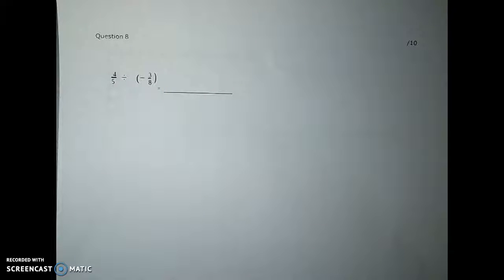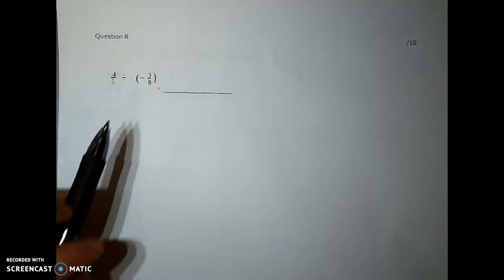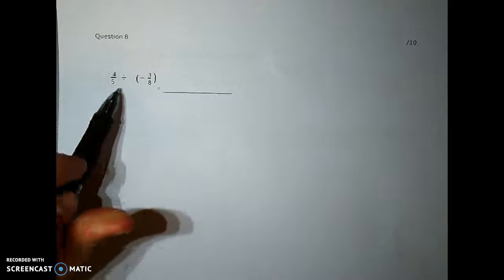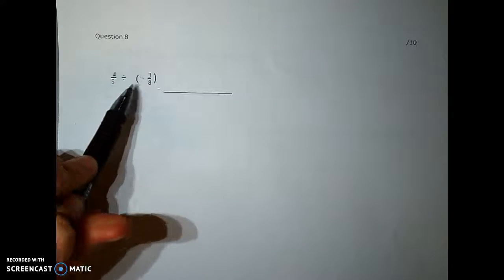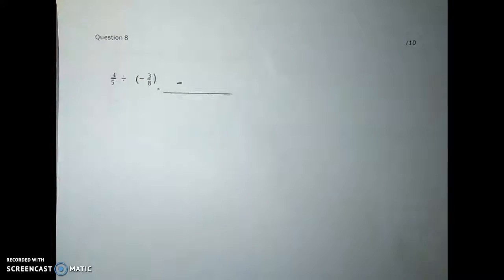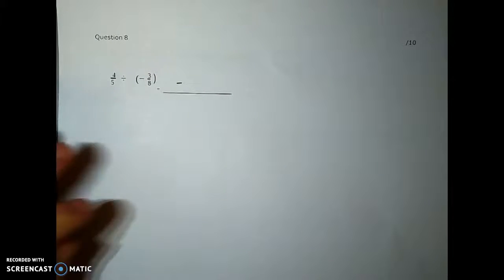So my next example is 4/5 divided by -3/8. First thing I want to think about is if my answer is going to be positive or negative. Because I'm taking a positive divided by a negative, different signs, I'm going to get a negative out. And then I'm going to have to use my division rules for fractions.